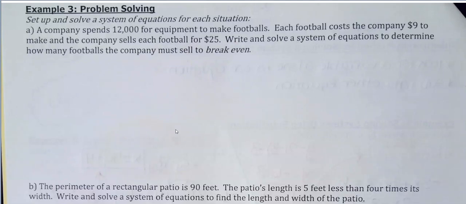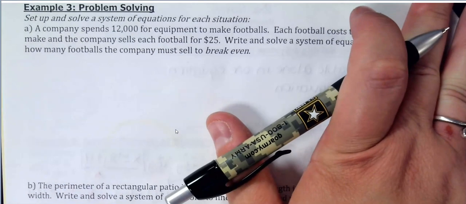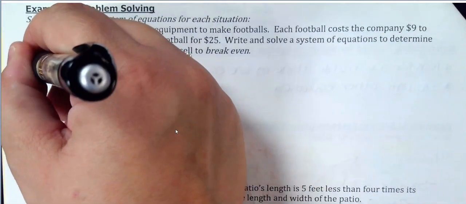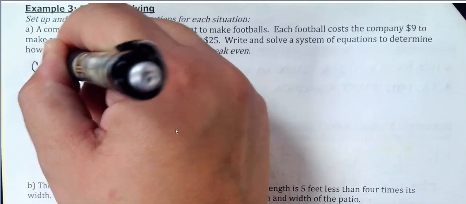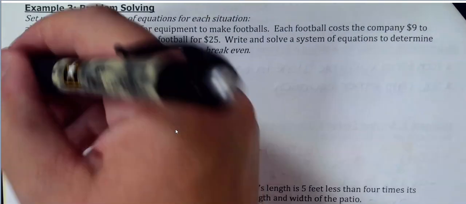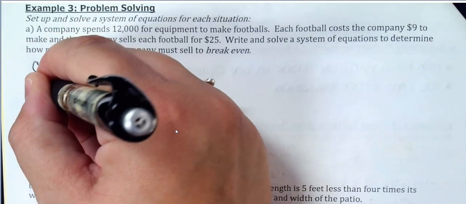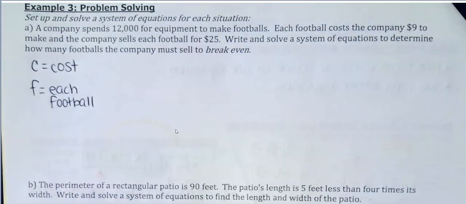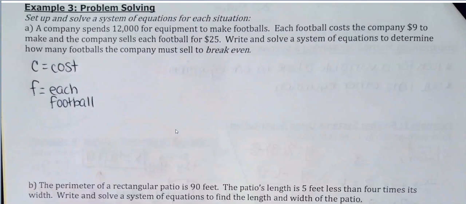All right, now these are always weird for people to set up. It feels like there's more than two variables, but there's really only two. So I'm going to do the letter C just for cost, and I'm going to do F to represent each football. And it's going to represent kind of two different things in my equation. One's going to be the cost to the company, the other equation, I'm going to do the cost to the customer. For the company, it's going to be how many footballs they make, and for the customer, it's going to be how many footballs they buy. So there's going to be two separate equations here.